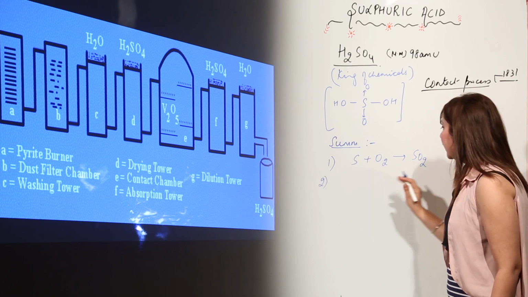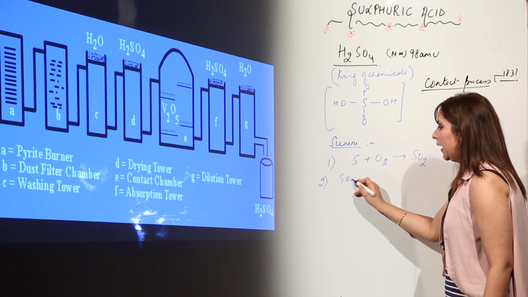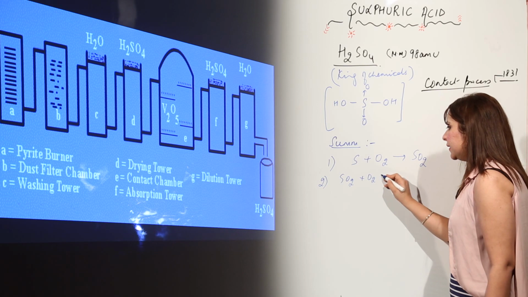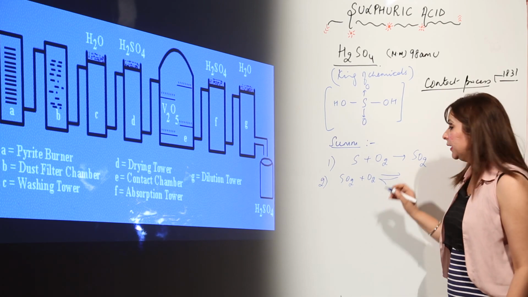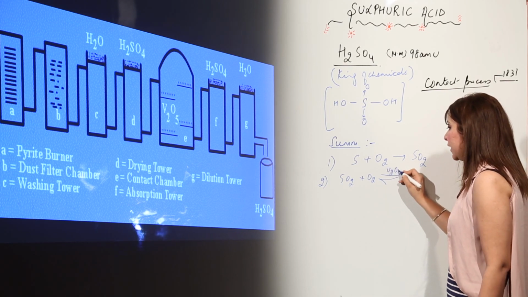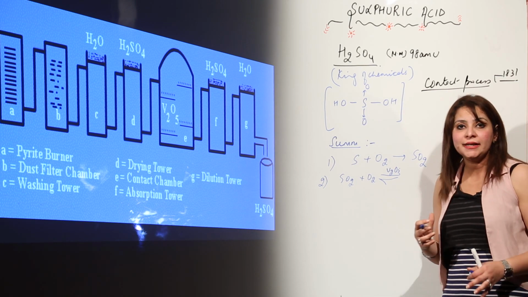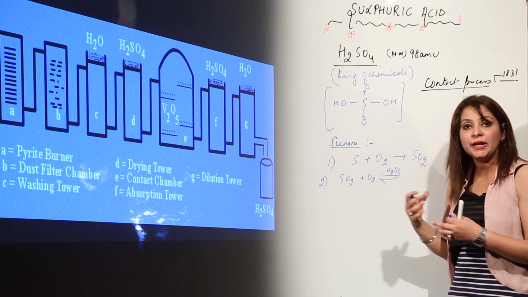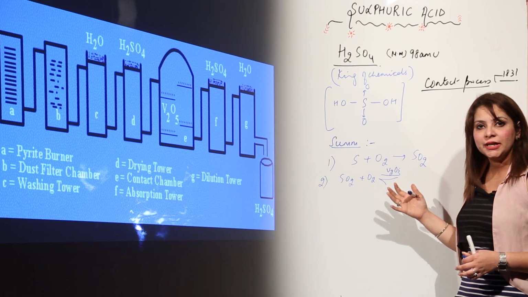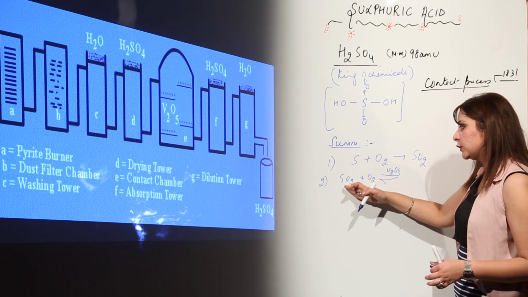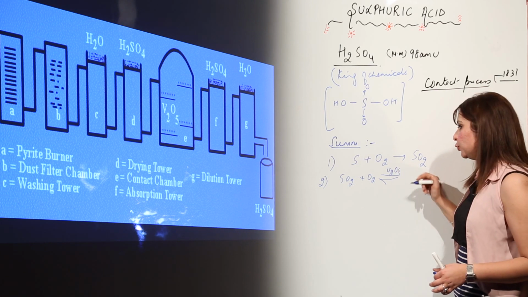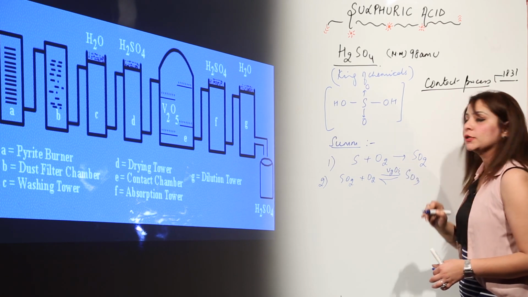Then this sulfur dioxide combines with more oxygen, and it is a reversible reaction, which takes place in the presence of the catalyst vanadium pentoxide. This catalyzes the reaction, that means it makes the reaction happen without undergoing any change in itself. So SO2 combines with O2 in the presence of V2O5, giving rise to SO3.